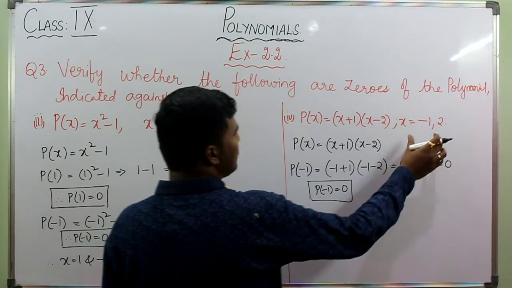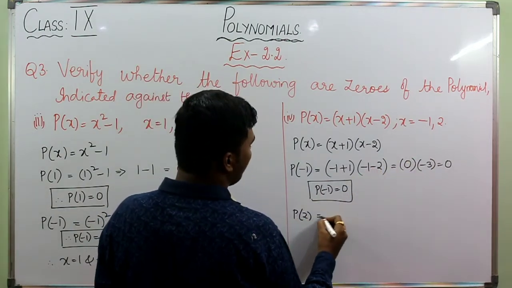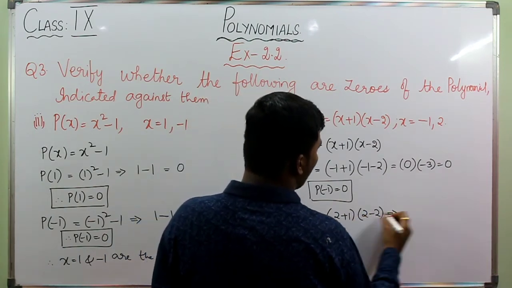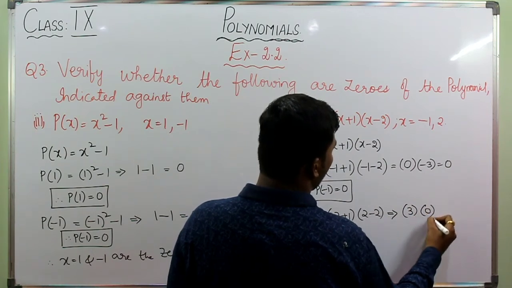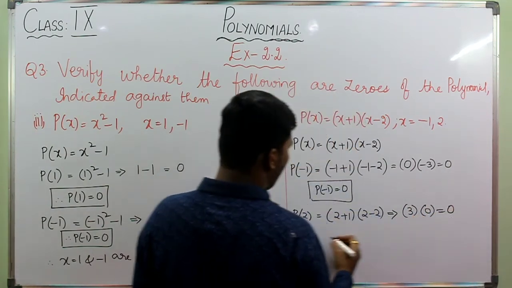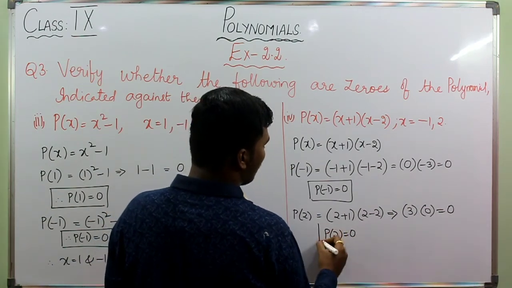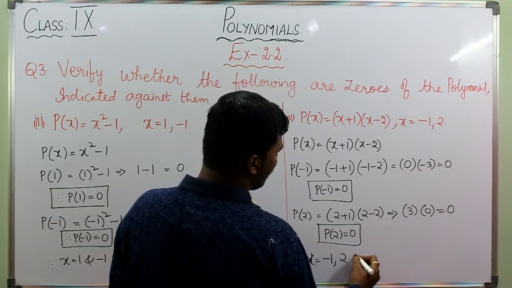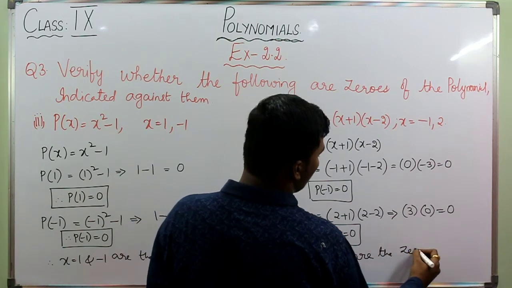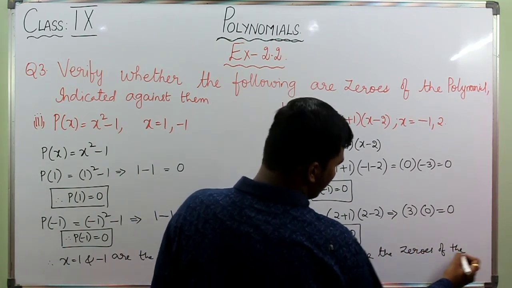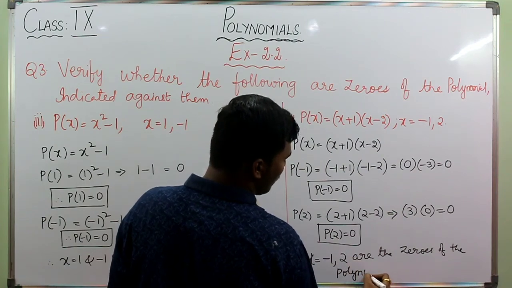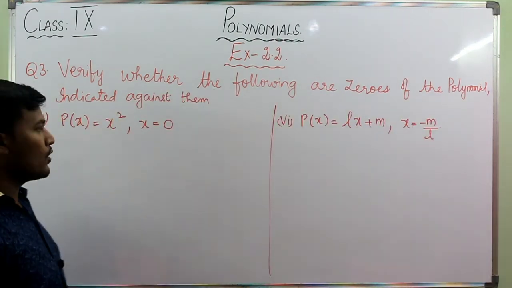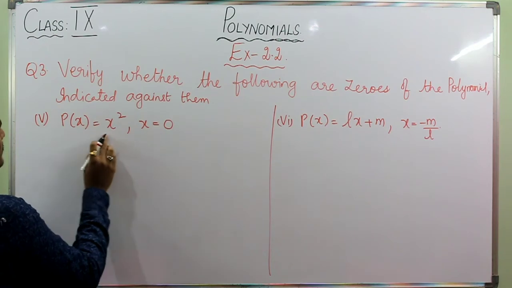Now let us check with 2. That is P of 2, which is equals to 2 plus 1 into 2 minus 2. This implies 2 plus 1 is 3 and 2 minus 2 is 0. Again, anything into 0 will become 0. So therefore P of 2 also has become 0. So therefore x is equals to minus 1 comma 2 are the zeros of the polynomial P of x.